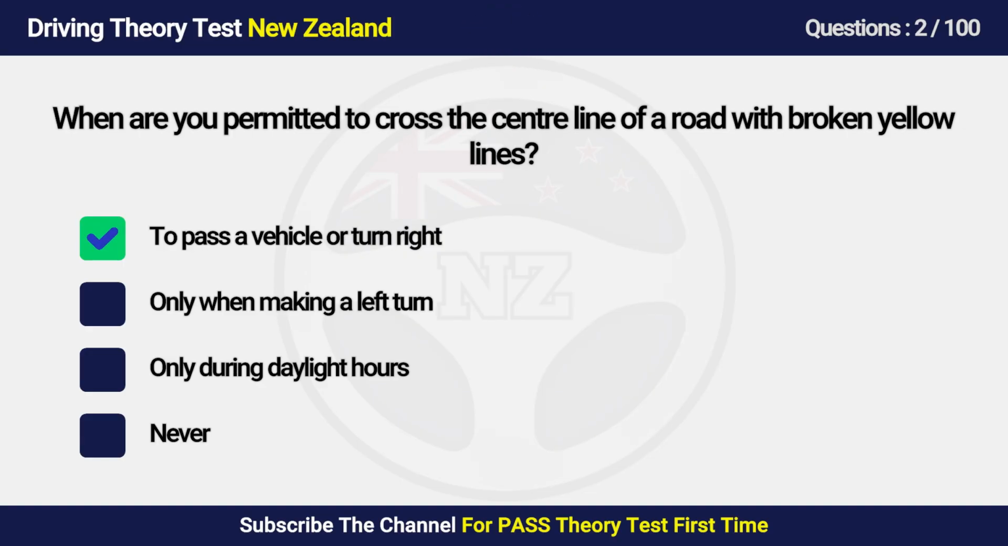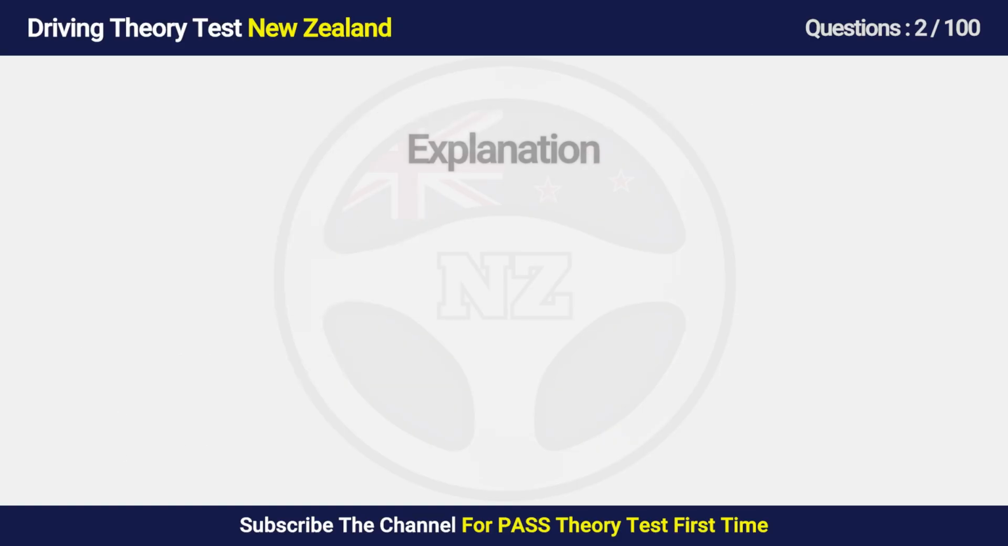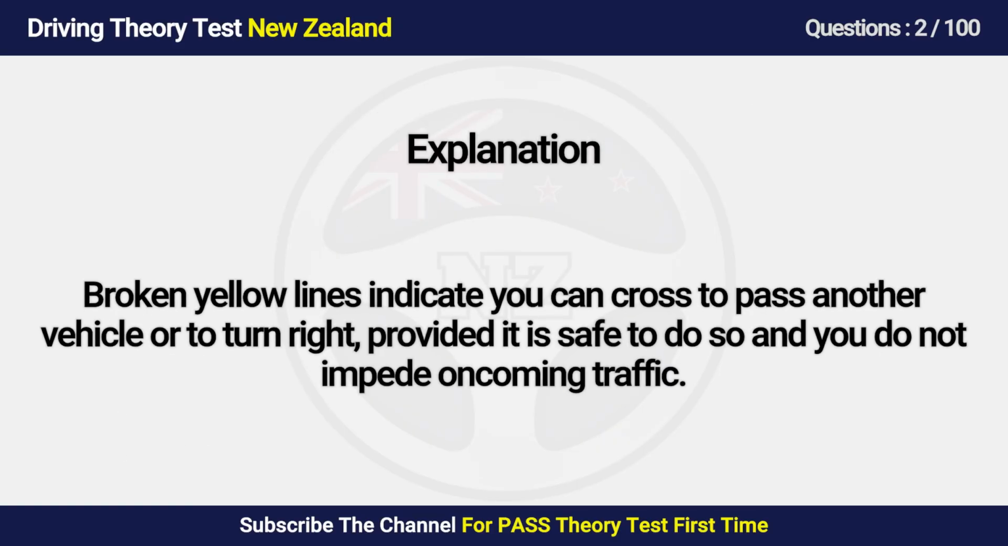Answer is A. To pass a vehicle or turn right. Broken yellow lines indicate you can cross to pass another vehicle or to turn right, provided it is safe to do so, and you do not impede oncoming traffic.